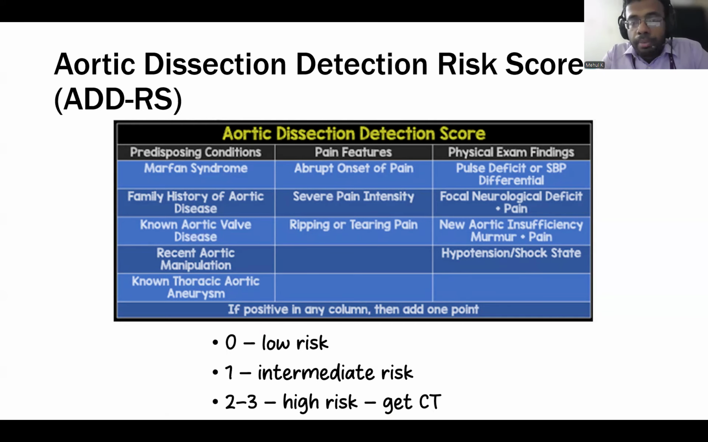Pain features: abrupt, severe, ripping or tearing type of pain. And exam findings: pulse deficit, BP differentials, focal neurological deficit, new AR murmur, all of those things. So you have risk factors, you have features of the chest pain, and you have physical exam findings. If any column is positive, you get 1 point. So obviously the maximum you can get is 3 points, minimum you get 0 points. 0 is considered low risk, 1 is considered intermediate risk, and 2 or more, you have to get CT. So that is how the score works.